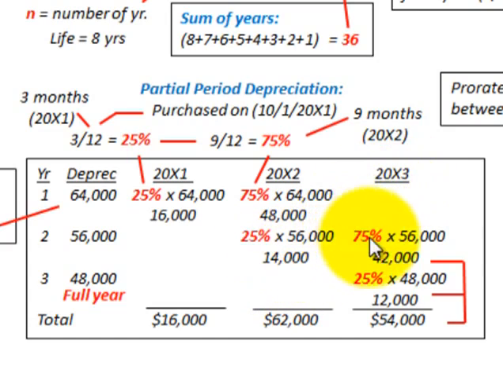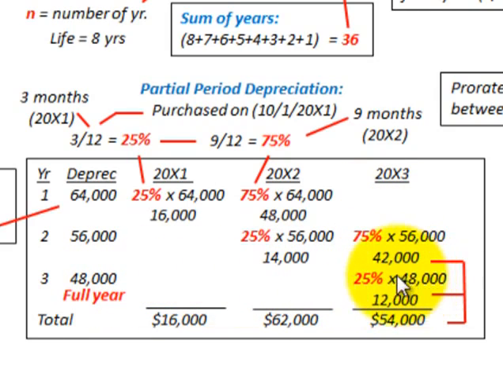And then for 20x3, they're going to get a charge here for 75% times $56,000, which gives us $42,000. Now you can see the pattern, or you can just look at the pattern here, see how we have it laid out when you're overlapping these partial periods. Now looking at year 3, our $48,000 was our full year's depreciation as of January 1st.